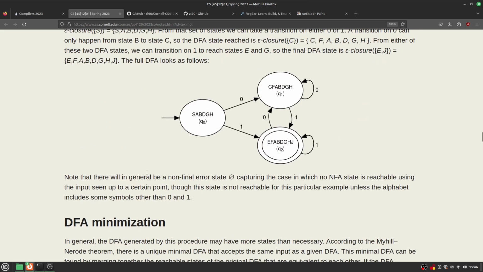Note that there will be a non-general final error state, capturing the case in which no NFA state is reachable using the input, though this state is not reachable for this particular example unless the alphabet includes some symbols other than 0 and 1.